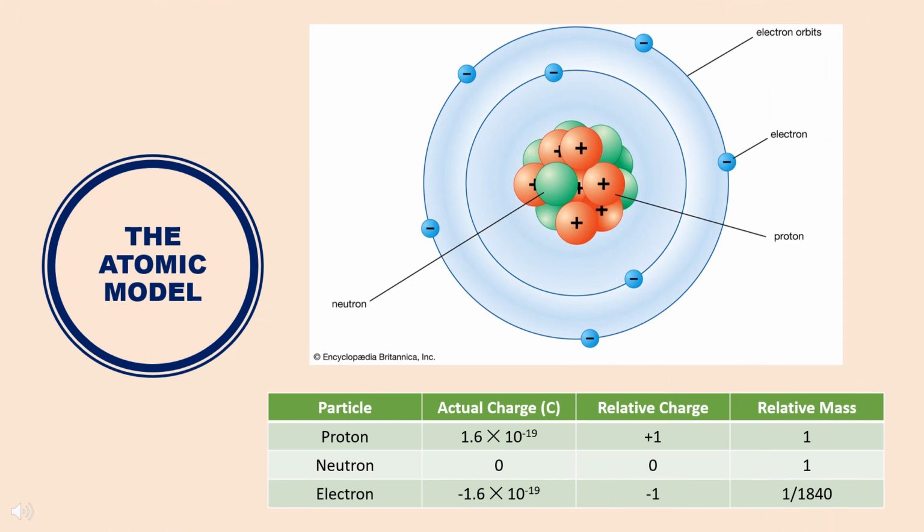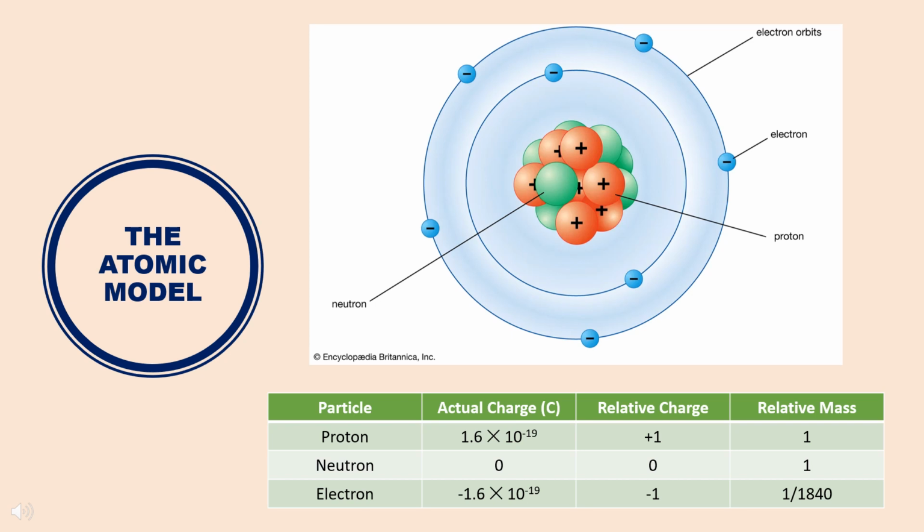Let's begin with the fundamentals of the atomic model. Now, this atomic model consists of the protons, the neutrons, and the electrons. The nucleus of an atom contains the protons and the neutrons. The nucleus is very tiny, but it makes up most of the mass of an atom. So, these protons are positively charged, so their relative charge is shown by +1. Neutrons are neutral, which means their relative charge is 0.